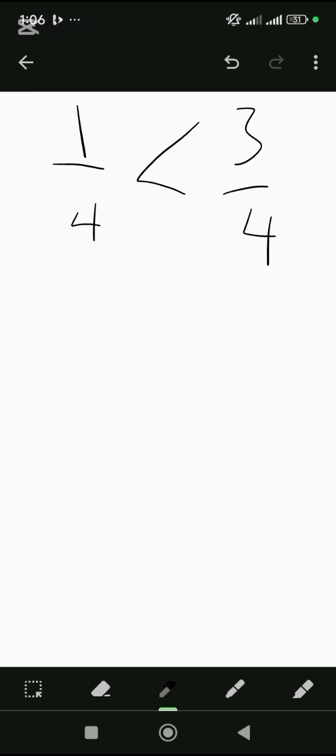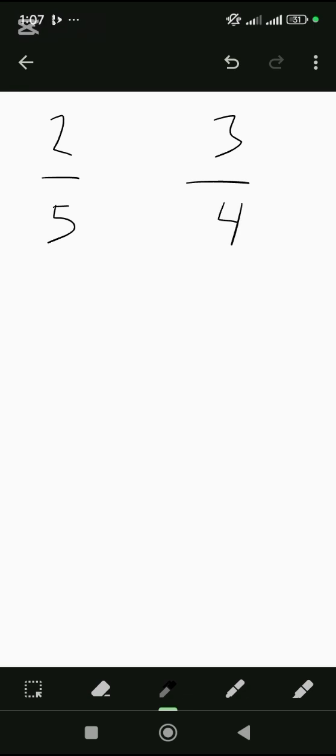All right. So this is how we solve questions that have the same denominators. But we have questions that do not have the same denominators. And in cases like that, we are going to employ two methods. One method is cross multiplication, and then another method is to convert the fractions to decimals.